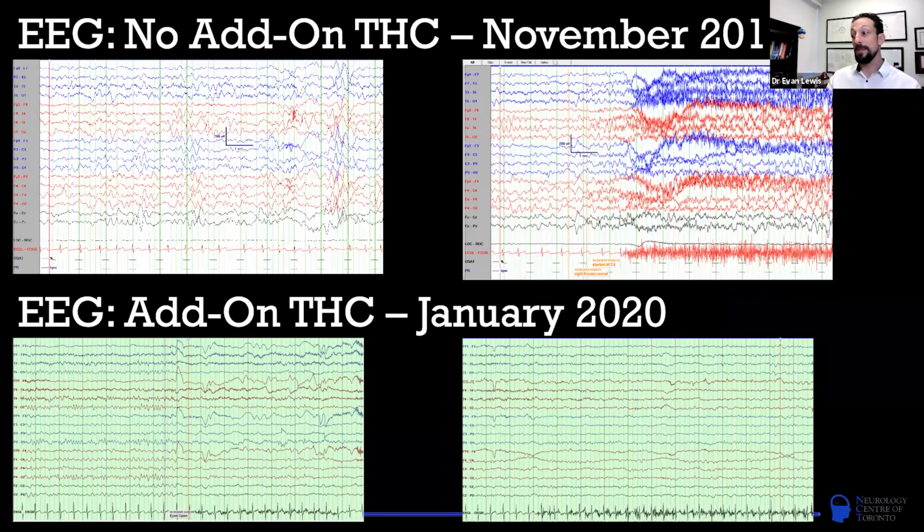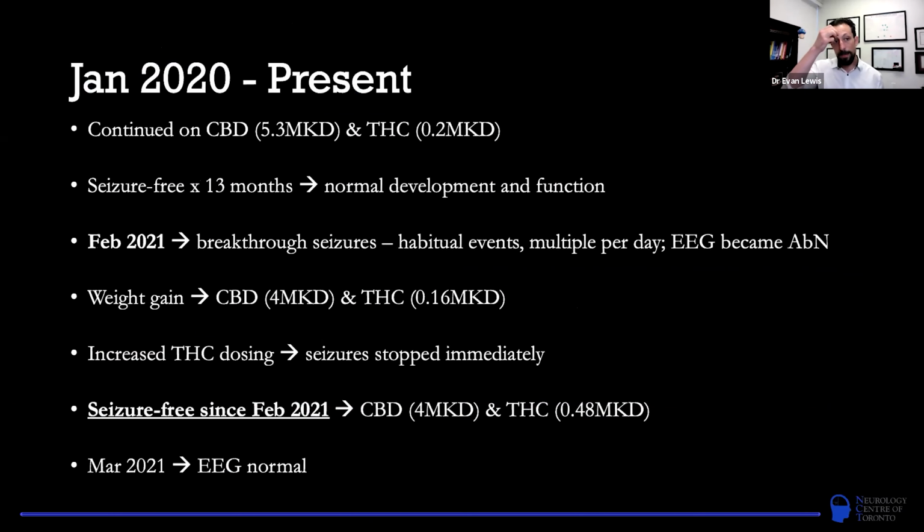All right, now it's even more interesting. So from that point on, from January 20th, that was her dose there. She was on 5 milligrams per kilogram per day of CBD and 0.2 milligrams per kilogram per day of THC. She went seizure-free for another whole year. Normal development and function. February 2021, she gets her breakthrough seizures, very similar to what she had in December 2019.